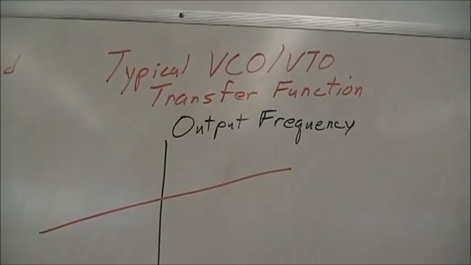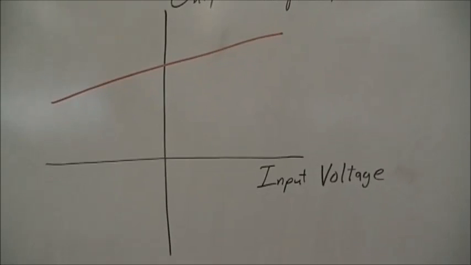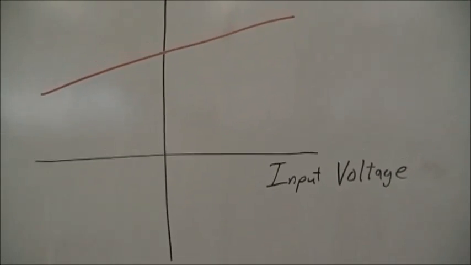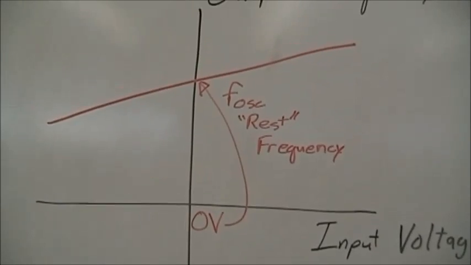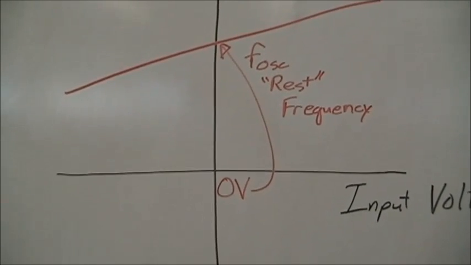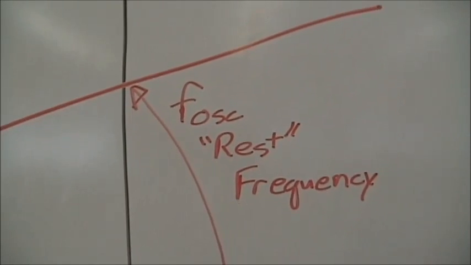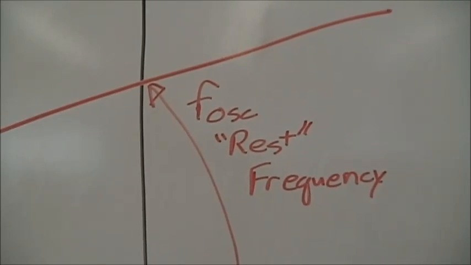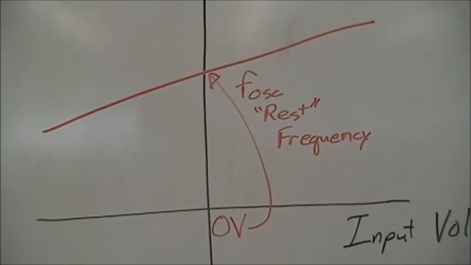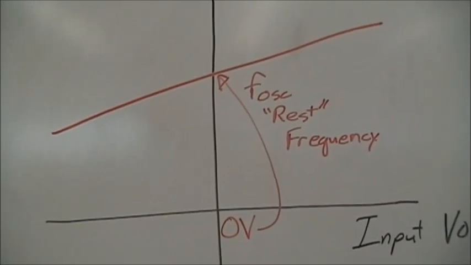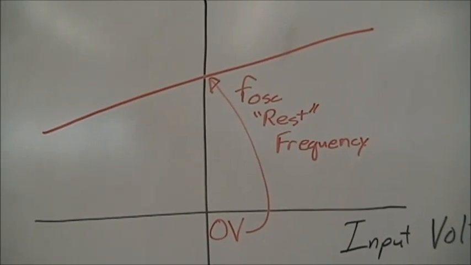Now the typical VCO VTO transfer function looks like this. We have an input voltage on the horizontal axis and an output frequency on the vertical axis. At 0 volts input, the oscillator will function at what is called a rest frequency. So the oscillator is always producing a signal. Now if we change the input signal with a voltage, we will change the output frequency.